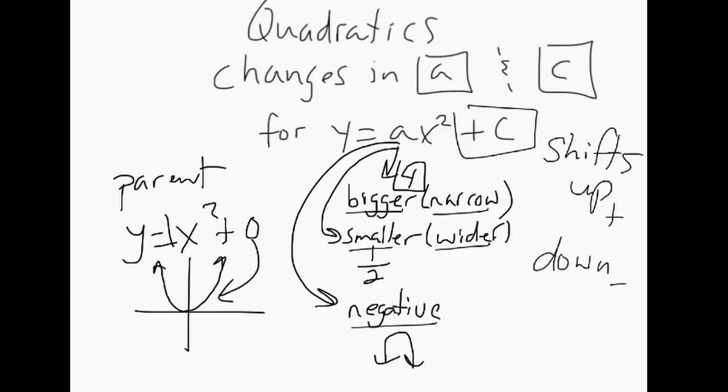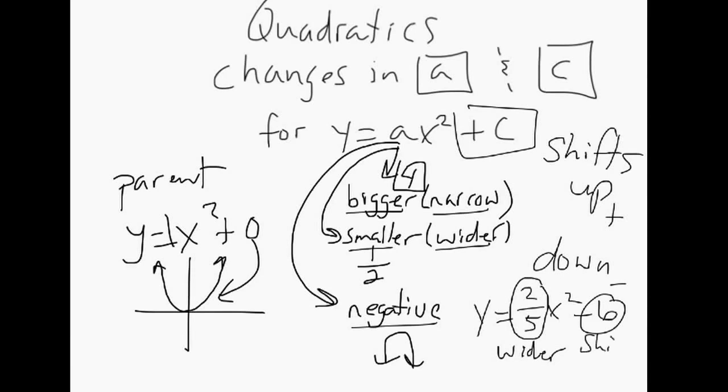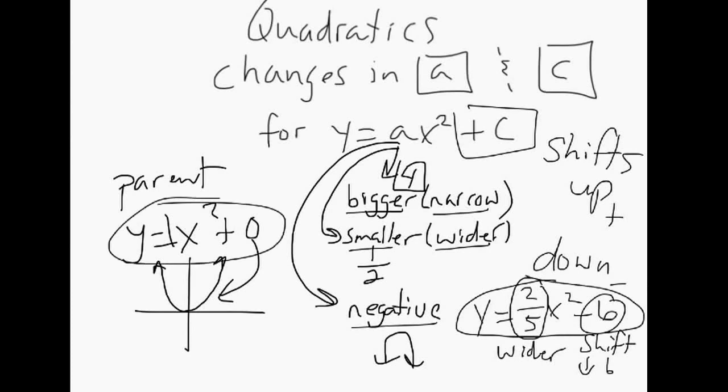Okay? So if I look at something like y equals 2/5 x squared minus 6, I know this is a smaller number, so that makes them wider, and this makes them shift down 6. You could always type this in your calculator and compare it to the mother function, and you would see that as well.